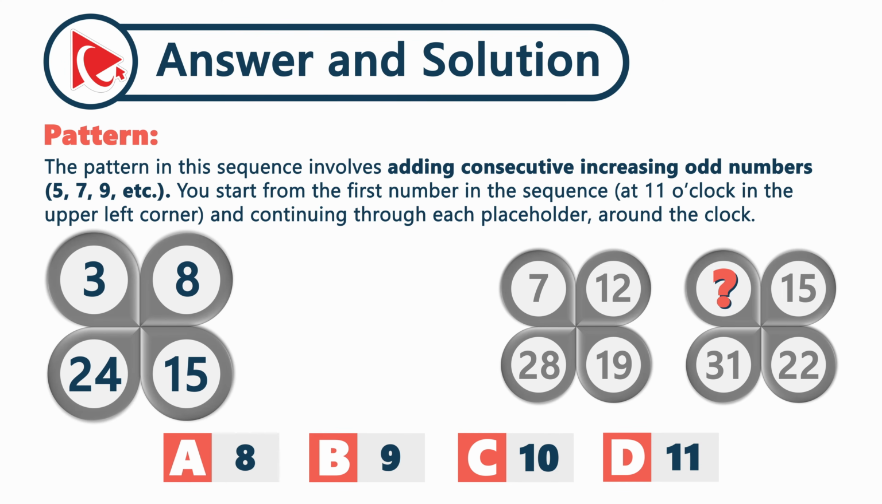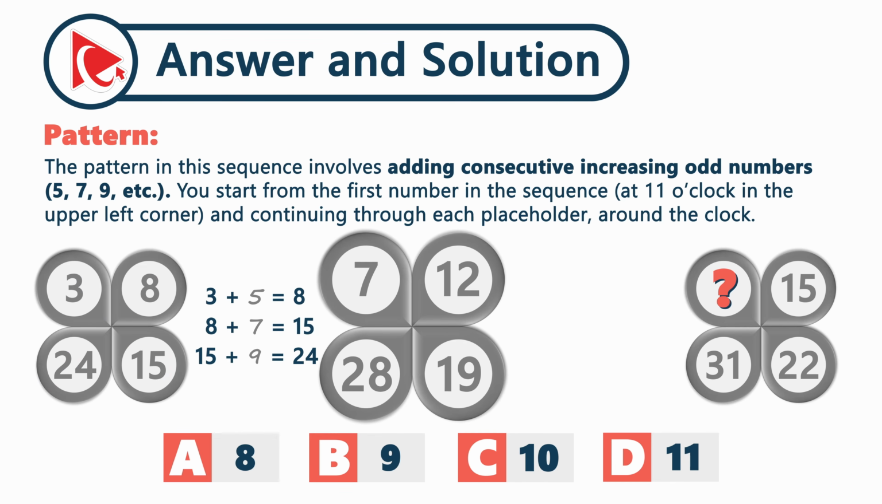We start with the number 3. 3 plus 5 equals 8. To calculate the next number, instead of 5, we now need to add 7. 8 plus 7 equals 15. And then for the third calculation, we need to use number 9. 15 plus 9 equals 24. Let's confirm our calculations with the second shape. 7 plus 5 equals 12. 12 plus 7 equals 19. And 19 plus 9 equals 28.